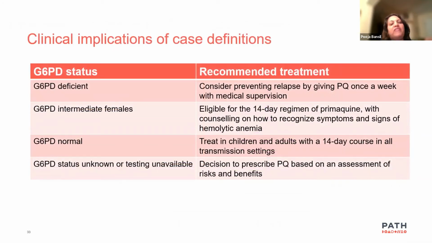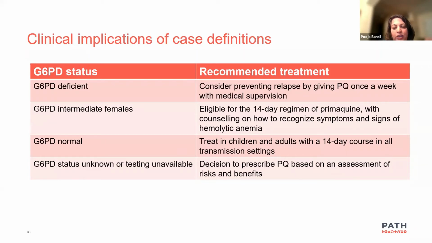So based on the case definitions Emily presented earlier, and in the context of malaria case management, all males who test in the intermediate or normal range by the standard test have greater than 30% G6PD activity on the reference assay, and therefore can be classified as G6PD normal. And in the context of malaria case management, receive Primaquine treatment as per recommendations. For females, Primaquine would be recommended for those classified as normal or intermediate by the standard test.